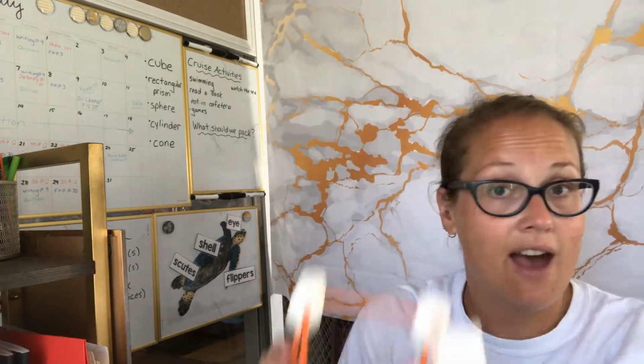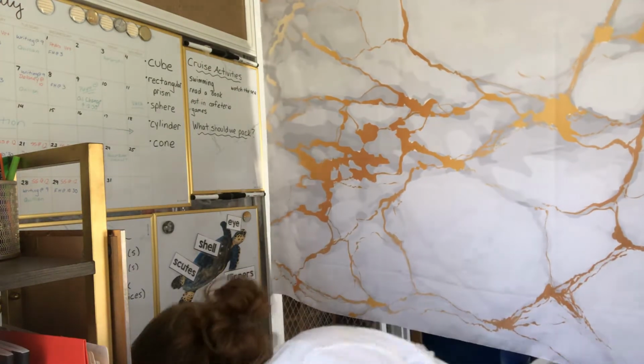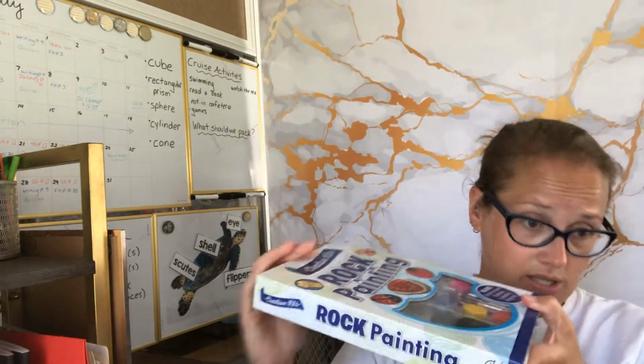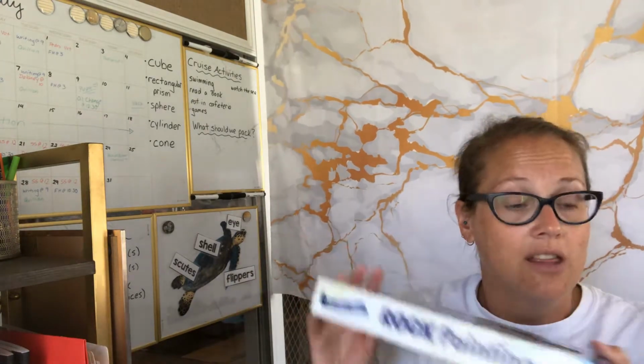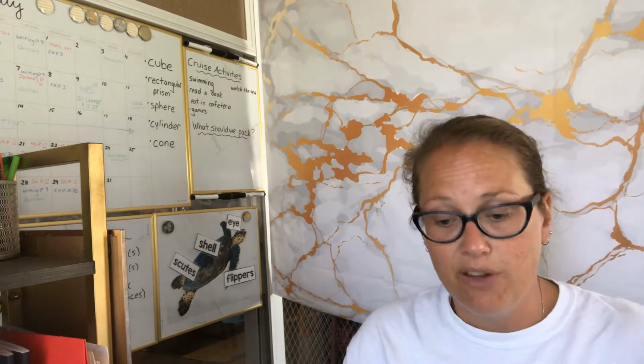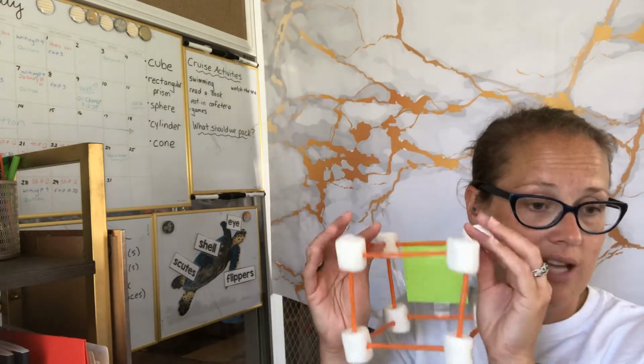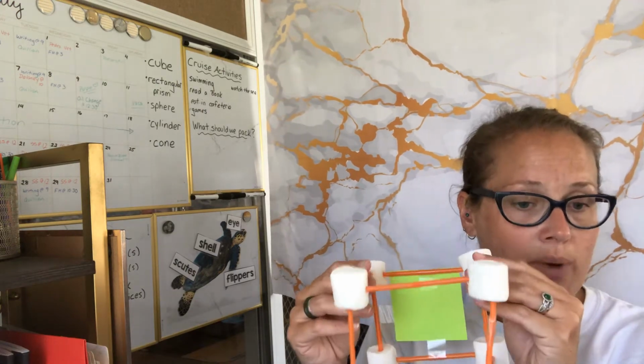If you have a cube or a rectangular prism, which do I have one? Sure. Here's the rock painting box. This is also a rectangular prism because it has rectangles all connected with others. All types of rectangular prisms and cubes have 8 vertices. Always has to be the same. It always has to have 4 on top and 4 on the bottom.